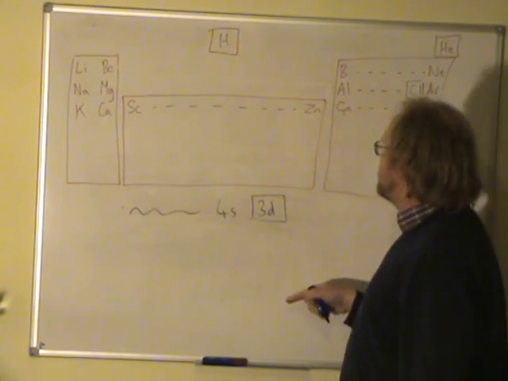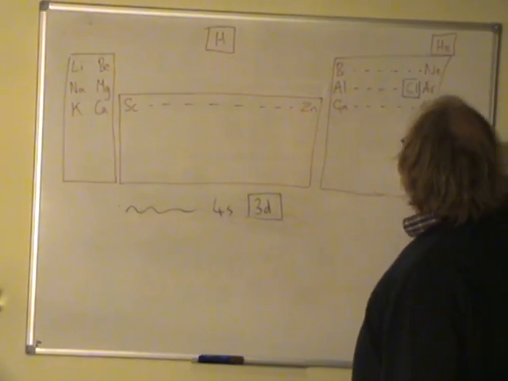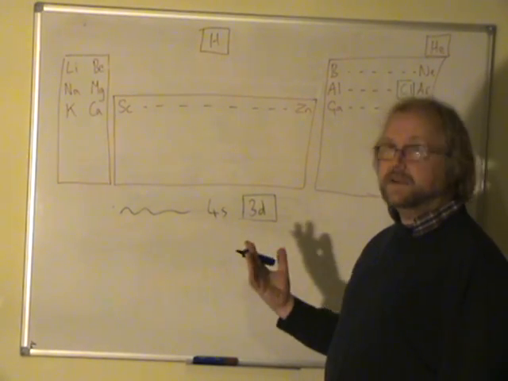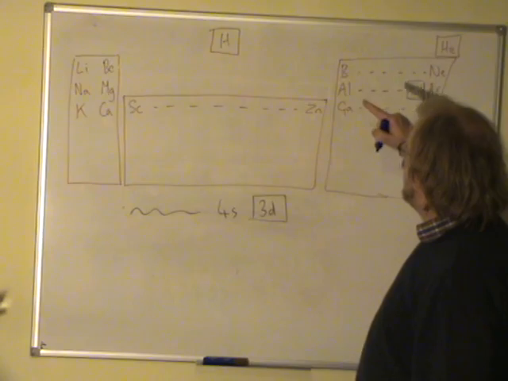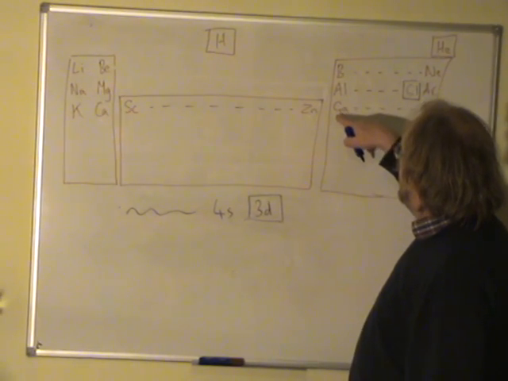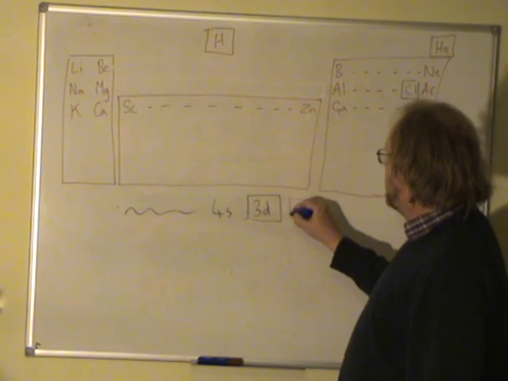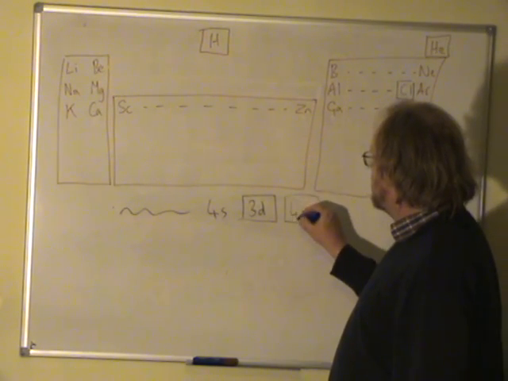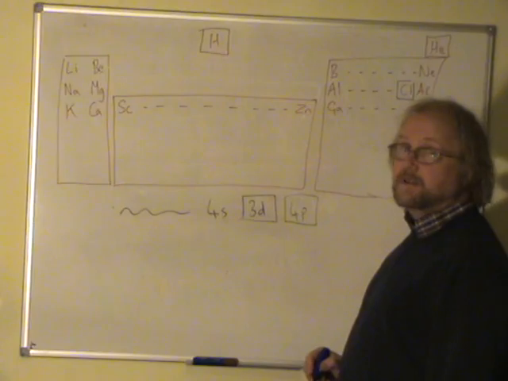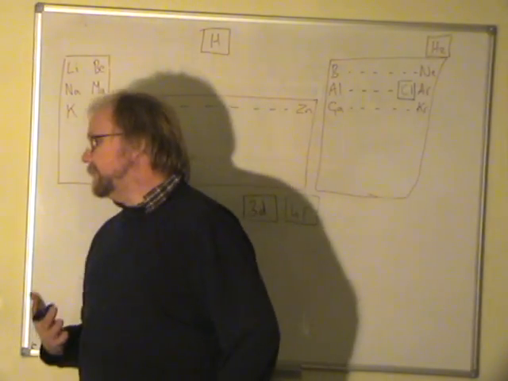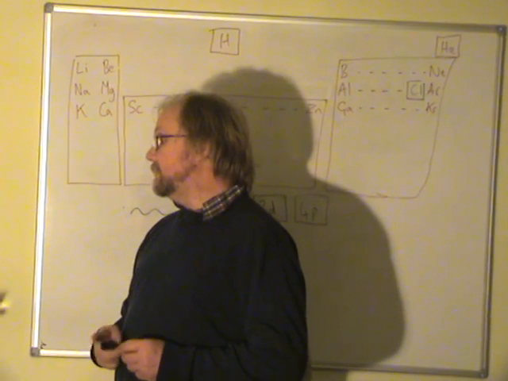And then we're back in the p block. Remember, this block over here is called the p block because the highest energy electrons are in a p orbital. And so that was filling up 2p, that was filling up 3p, so now we're filling up 4p is the other answer that it wants there.